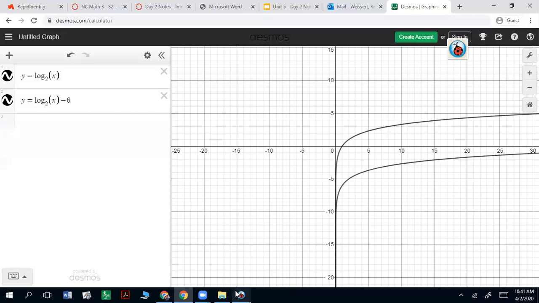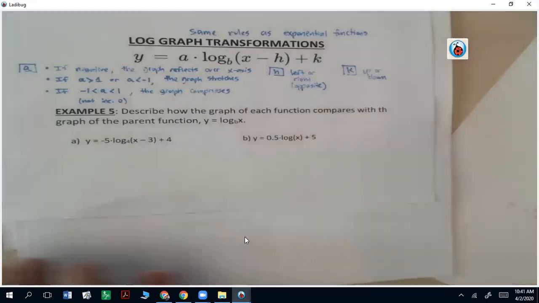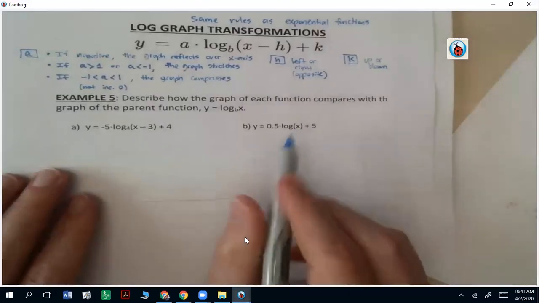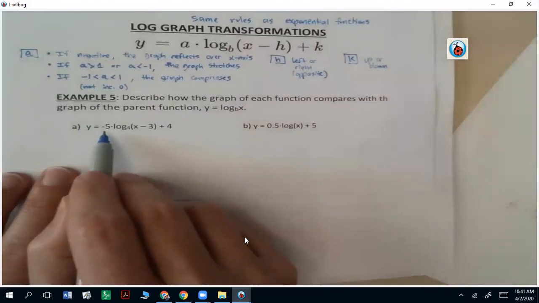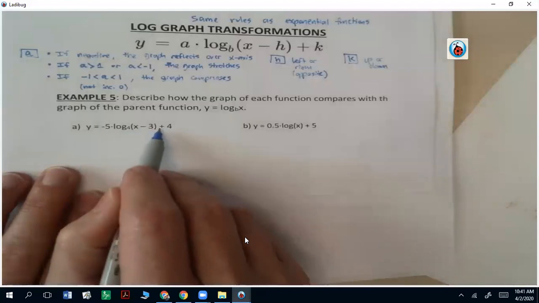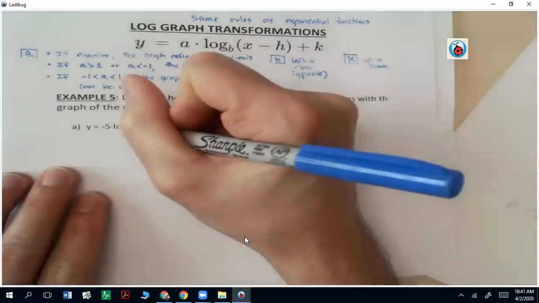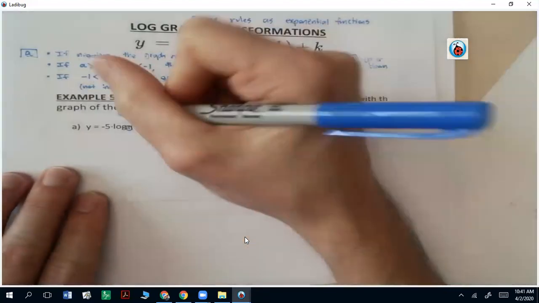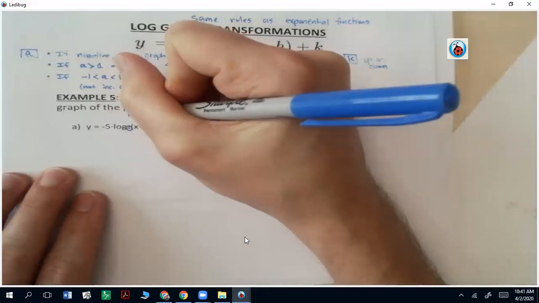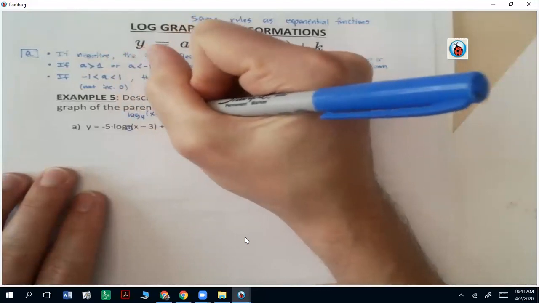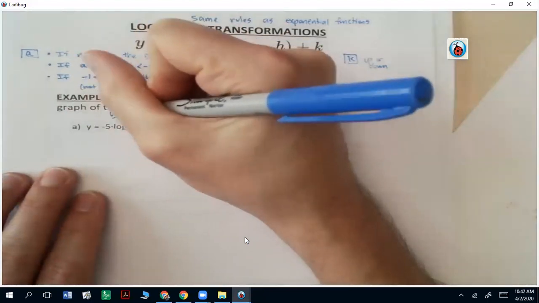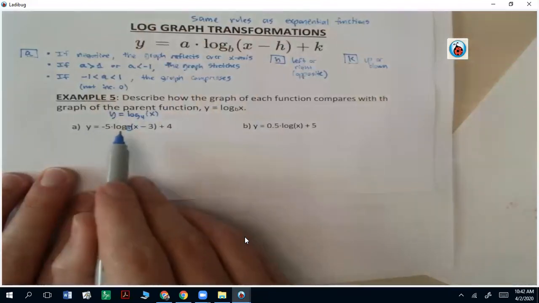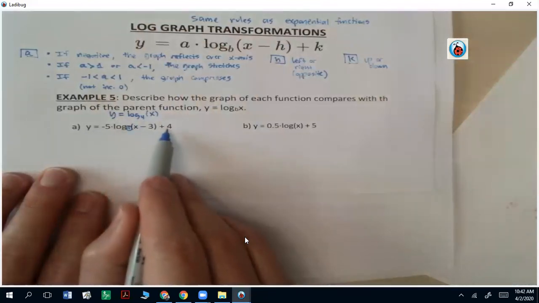So that's the idea behind these. Let's see if we can identify, for example 5, the movements. We'll do that one together, and I'll have you try this one on your own. So -5 times log base 4 of (x minus 3) plus 4. It is always implied that the number in the base would be the parent function. So it's coming from log base 4 of x. That would be the parent function. And we want to know how it moves from log base 4 of x to give you -5 times log base 4 of (x minus 3) plus 4.